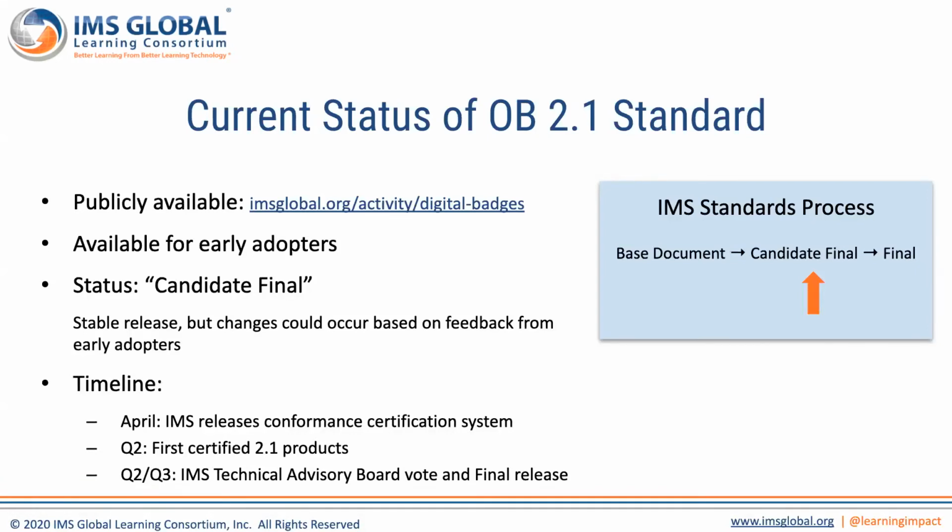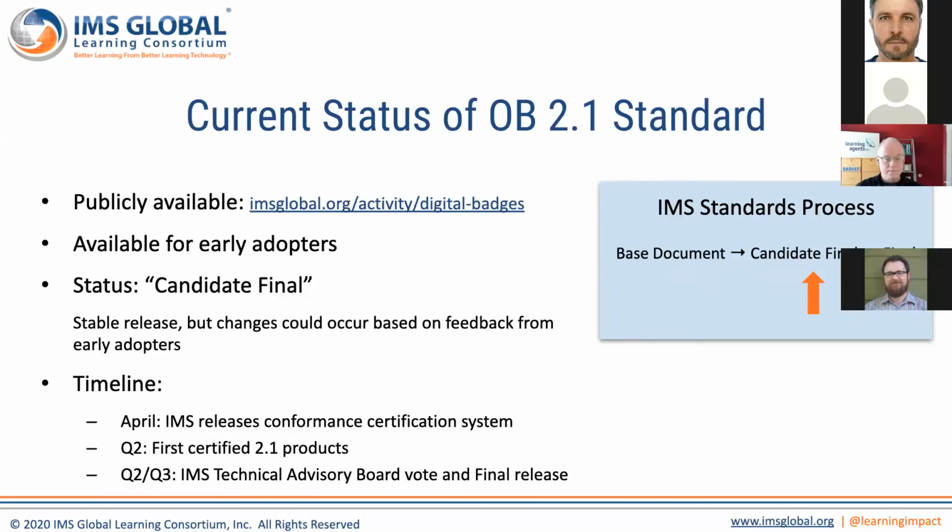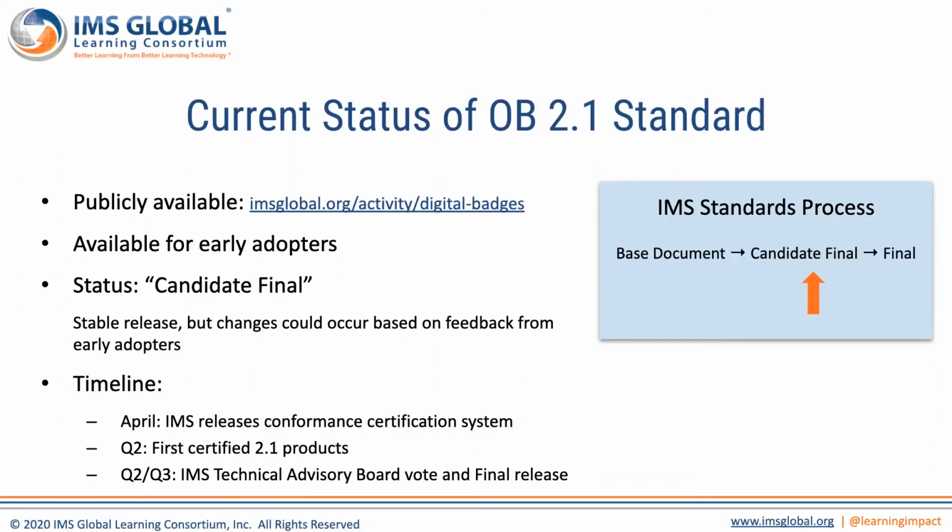So what's happening in terms of the timeline over the next few months? As Nate mentioned, IMS works to build the testing system for certifying products for their conformance to the standard. Our staff is doing that right now, and that will be available in April. So those early adopters will run their systems against the testing system and get feedback. And one of our criteria for moving a standard to final is that at least 2 products pass the conformance testing process that's been established by the work group.